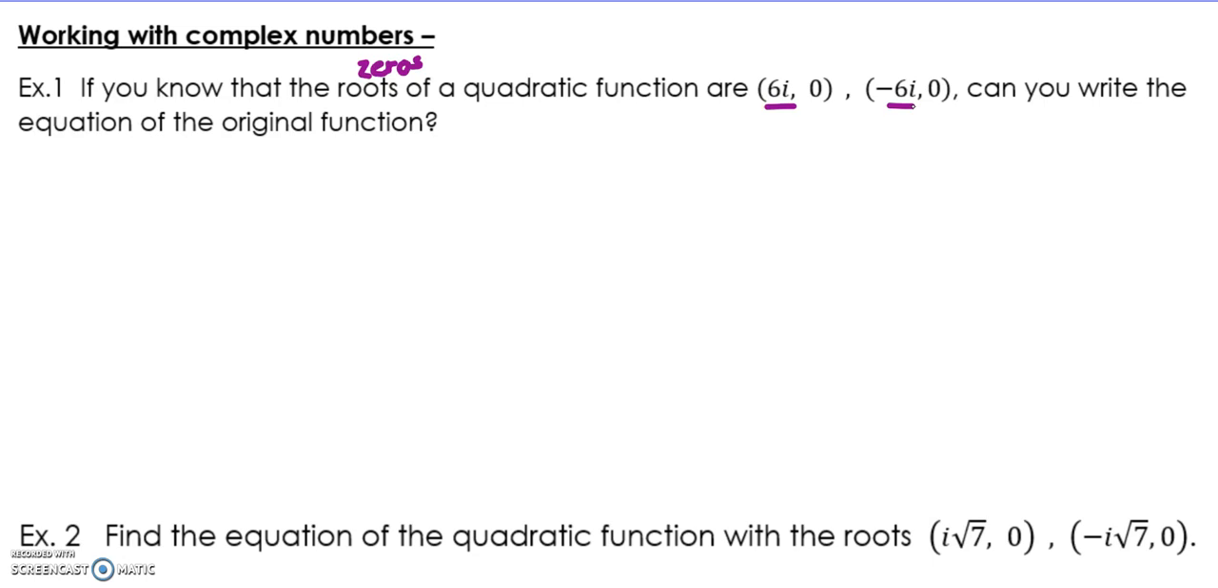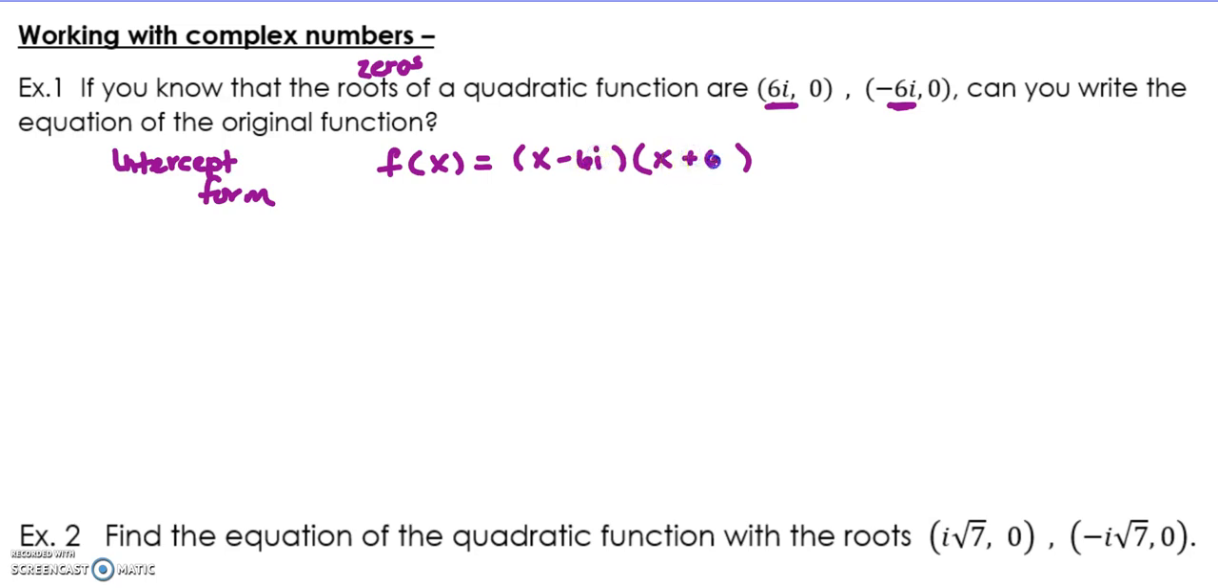We're doing this in a simple manner. We're not worried about where the vertex is necessarily. I just want us to work with multiplying these two things. So what we can do is, since we're given the zeros, we can set it up into intercept form. And when we have intercept form, we're just going to take the two factors here, or two zeros, I should say.